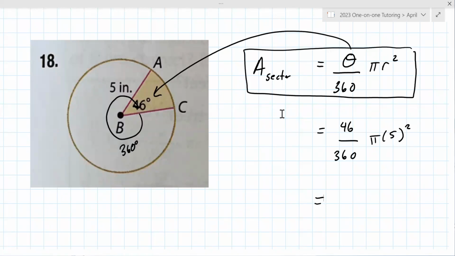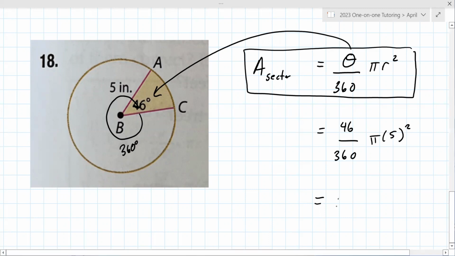I got 10. Yep. And what are the units of that? Oh, 10 inches squared. Yeah, because it's an area. The area, even though it's a sector, it's still an area.